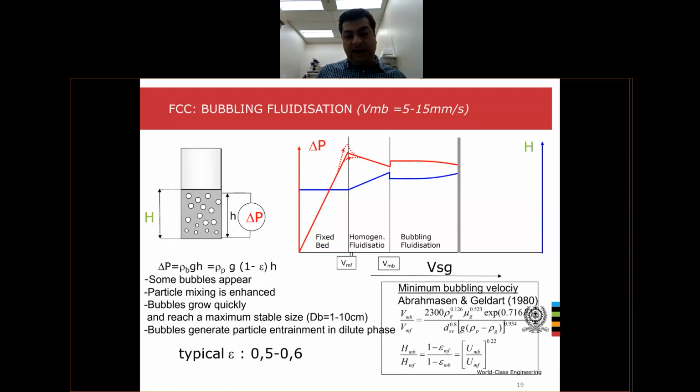If you want to have an idea about these two values, you can use this equation. By knowing the UMF, you can have an idea of what the UMB, the minimum bubbling velocity, should be. Typically, when the bed starts to be fluidized, gas holdup is between 50% to 60%. I mean gas holdup, the fraction of the bed occupied by gas.